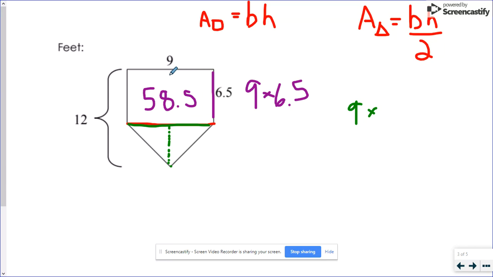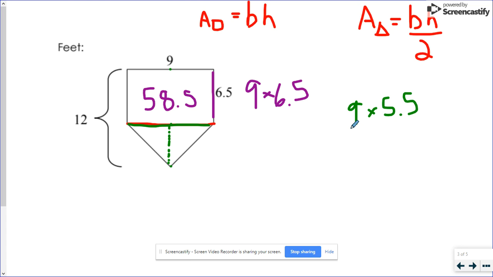I know that the entire figure is 12 feet tall. I know that from the beginning to right here, it's 6.5 feet. So I have to find what's left. In order to take something away to find what's left, I have to subtract. When I do 12 minus 6.5, I find that the height is actually going to be 5.5.